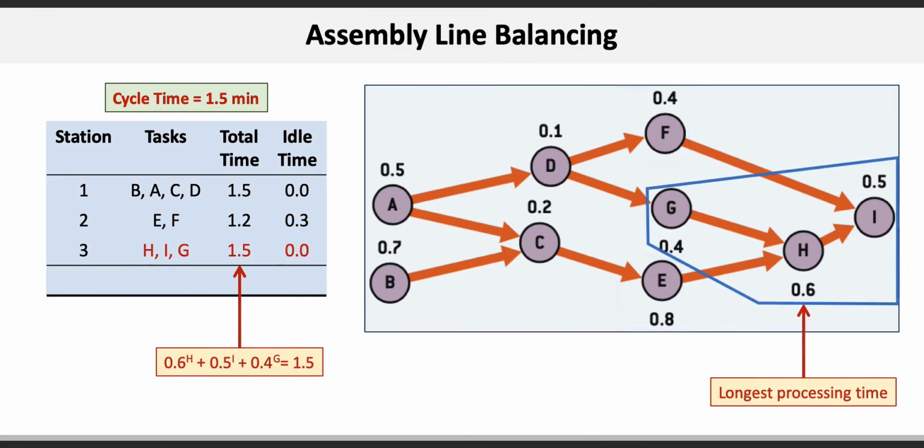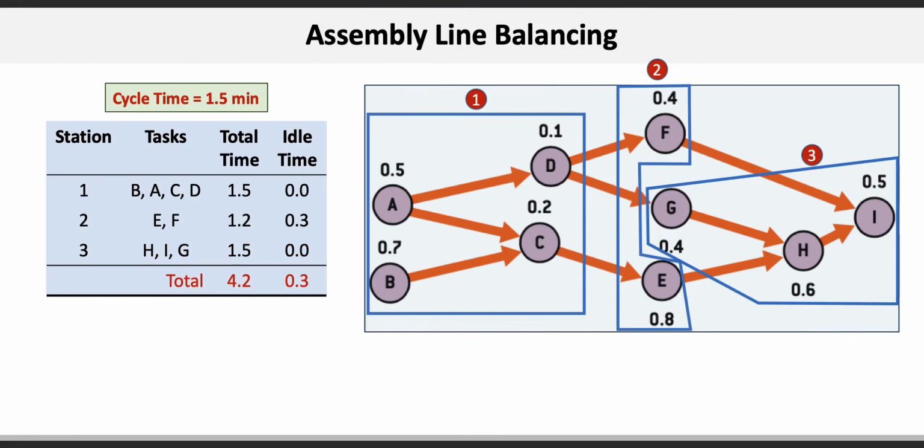Now on to workstation number 3. The next task with the longest processing time is H at 0.6 minutes. We then start by adding in tasks in descending order, so we would add task I and then task G, resulting in a total workstation time of 1.5 minutes, 0.6H plus 0.5I plus 0.4G. Since the workstation time equals the cycle time, the idle time for this station is 0. Now we can sum up the total time and the idle time. This combination of 3 workstations has a total processing time of 4.2 minutes and idle time of 0.3 minutes.